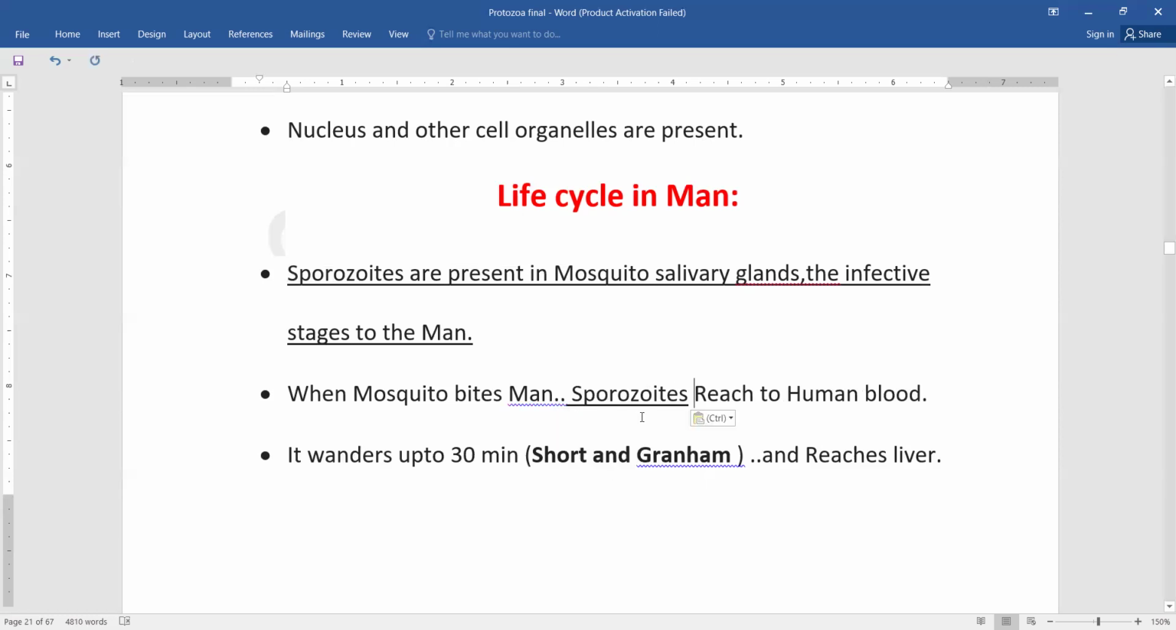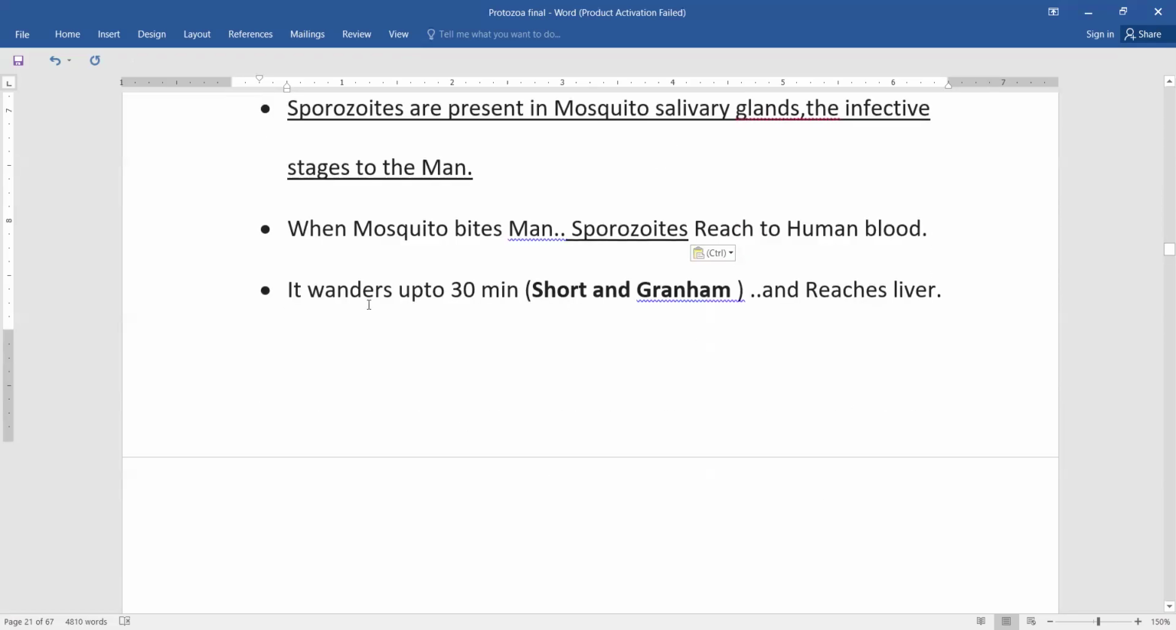ఓకే. These sporozoites reach human blood. ఎందుకు? దోమ మనిషి రక్తాన్ని పీల్చుతుంది కాబట్టి, as it sucks the blood of human being, these sporozoites reach human blood. ఓకే. సో in the blood, the sporozoite wanders up to 30 minutes according to Short and Garnham. ఓకే. So it wanders up to 30 minutes.